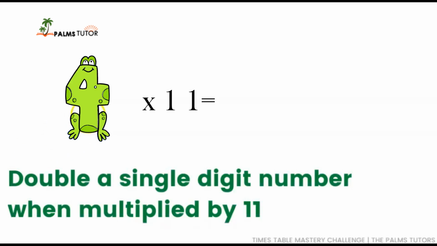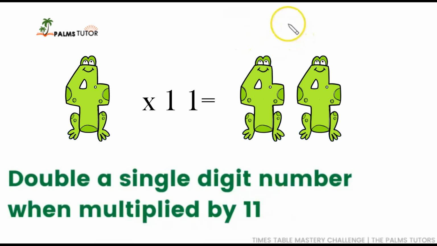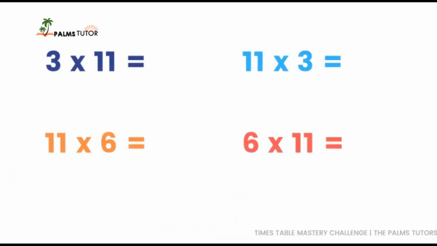Just double the number. Double a single-digit number when multiplied by 11. Single-digit numbers start from 1, I say 1 or 0, anyway, 1 to 9. So if you have to multiply 1 by 11, just double 1 or any number between 1 to 9. And the logic is very simple, and I will show you that.